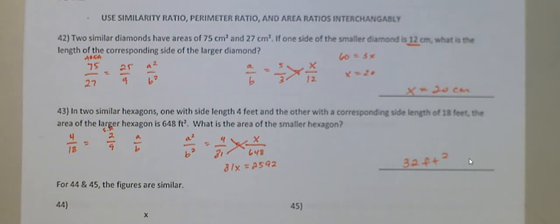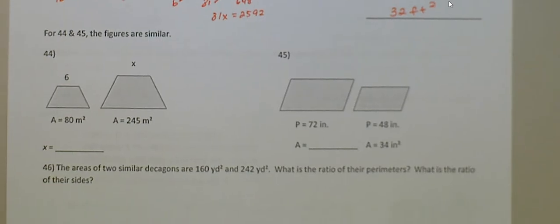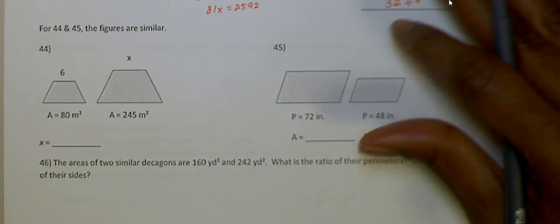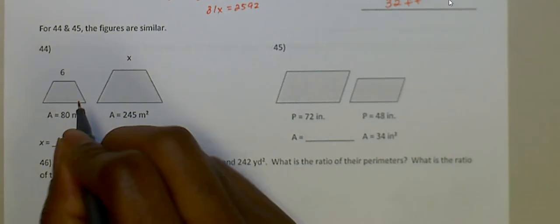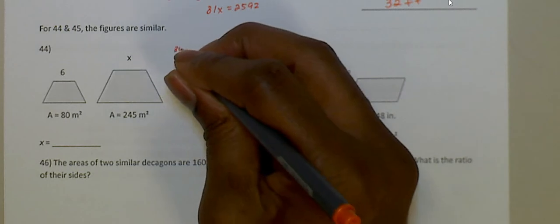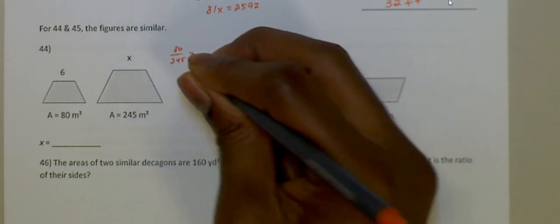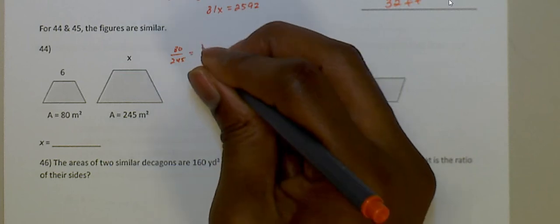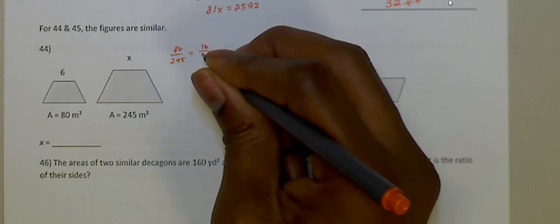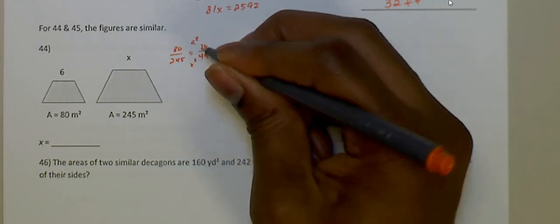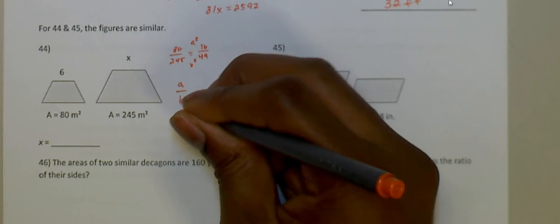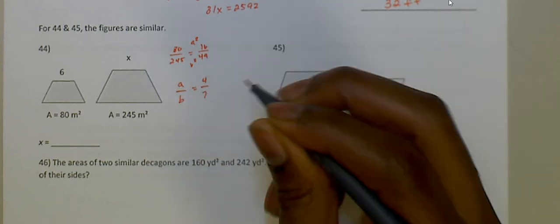Okay, number 44. Wants us to find basically the same thing. Basically the same setup, except not words this time. They give us diagrams. So we start off with these areas, 80 over 245. We should simplify these fractions before we get too far into it. What's that? 16 over 49. Alright. So A squared is 16, B squared is 49. So A over B should be 4 over 7, taking the square root of those numbers.